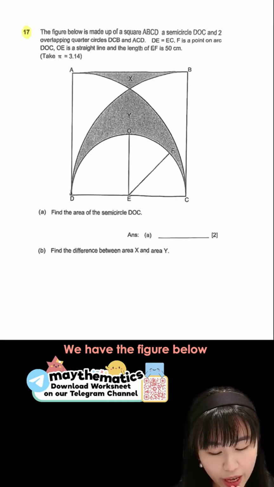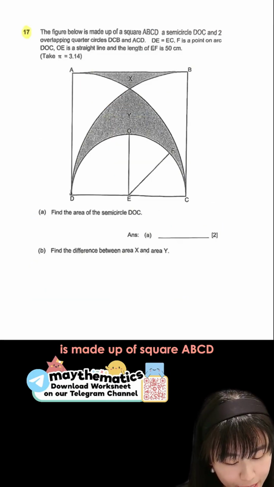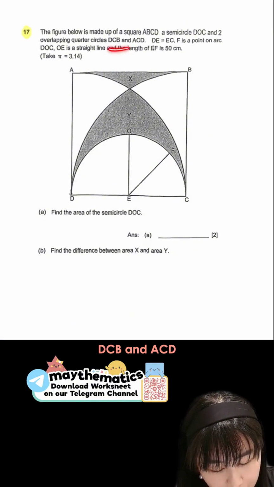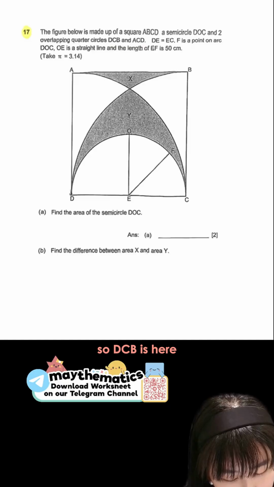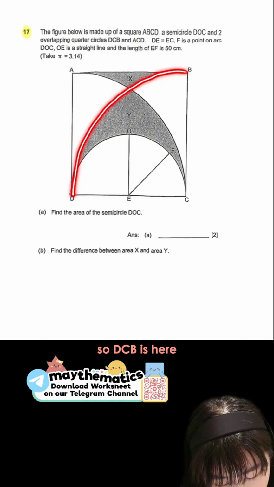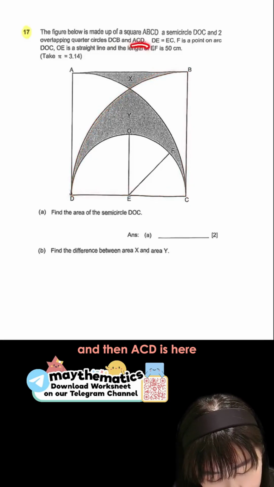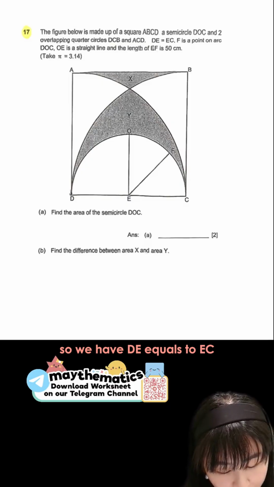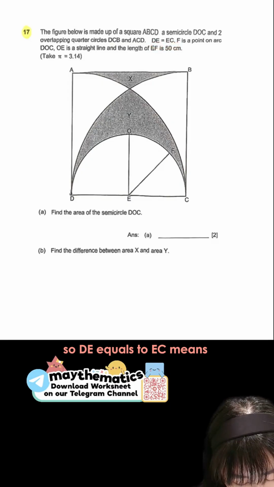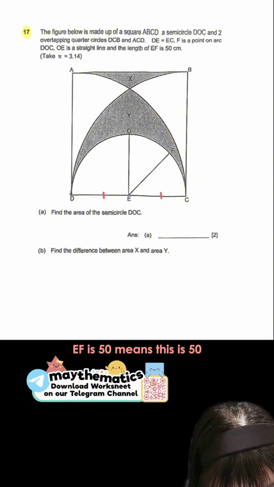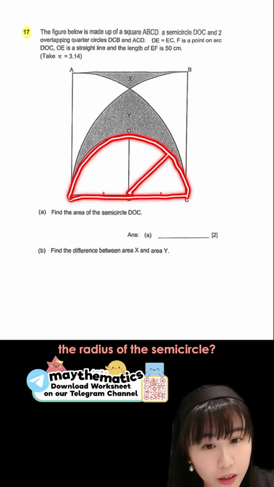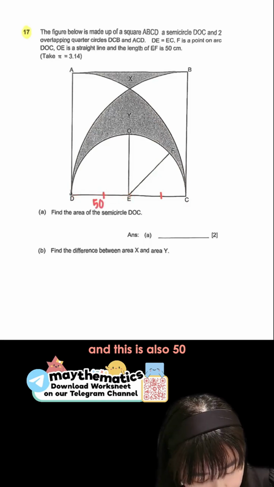Can also. We have the figure below made up of square ABCD, a semicircle DOC, two overlapping quarter circles, DCB and ACD. So DCB is here, and then ACD is here. So that's your two quarter circles. We have DE equals EC, so DE equals EC means here equals here, right? EF is 50 means this is 50. If you see this is 50, isn't it the radius of the semicircle? You will know this is 50 and this is also 50.